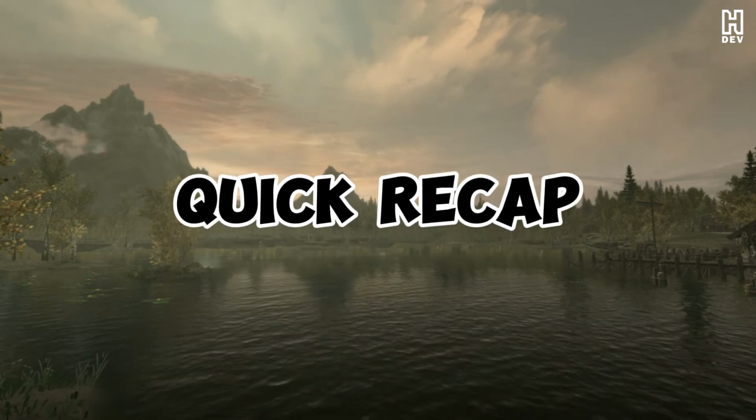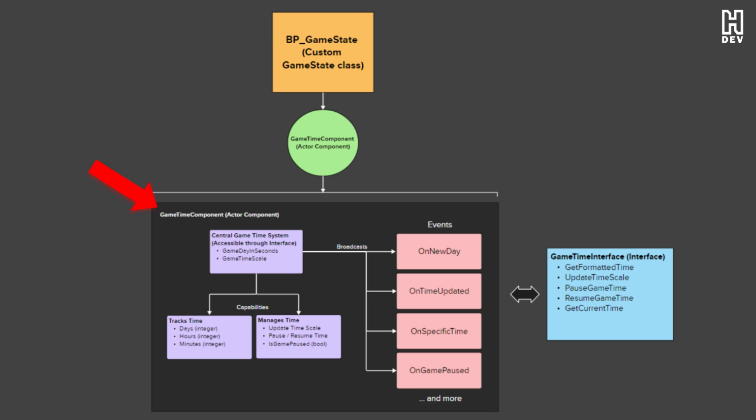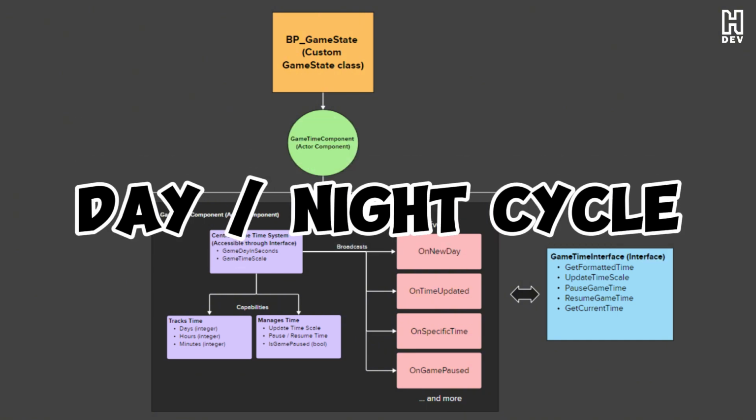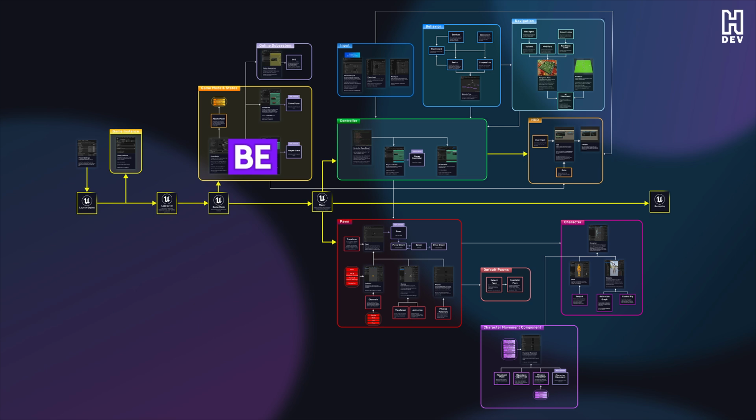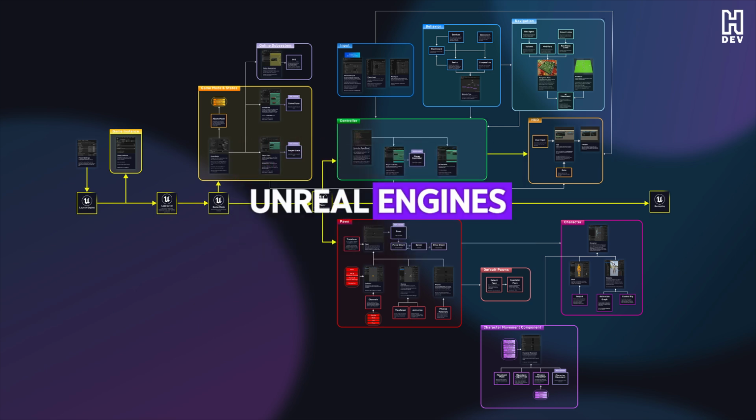However, for a quick recap, in the last video we discussed the design of the system and we talked about how we could implement a central game time system that will allow us to create a day-night cycle. We're going to create this system using a reusable actor component, and then we'll attach it to a custom game state class. If you haven't heard what a game state class is, be sure to check out my short videos on Unreal Engine's gameplay framework.